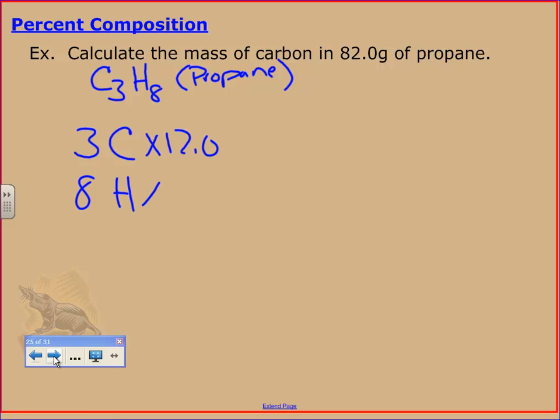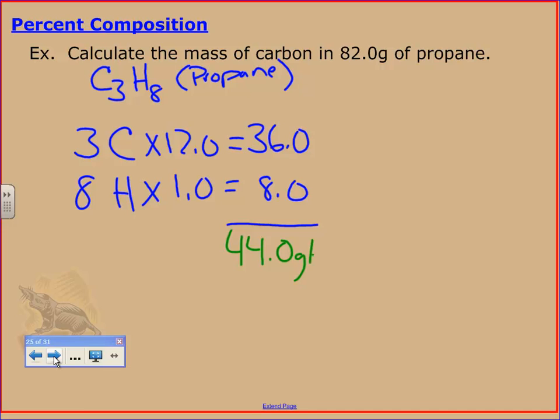Anytime I'm doing percent, or the mass of something in something else, I've got to do percent. So I'm going to do my molar mass like I normally do. So 3 times 12, carbon is 12, I've got 3 of them, 36. 8 hydrogens, hydrogens are 1. I add those up and I get 44.0 grams per mole. Since I'm looking for carbon, just like I was nitrogen a couple slides ago, I'm going to take the 36 of carbon and divide it by 44.0.